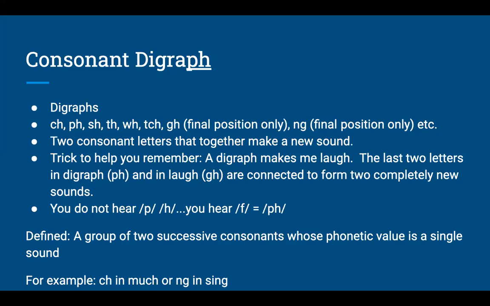So the trick there is that the word digraph has a digraph in it. The P and the H are coming together to make the sound. A formal definition is a group of two successive consonants whose phonetic value is a single sound. For example, the ch in much or the ng in sing.